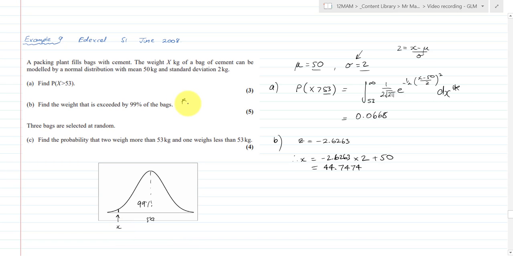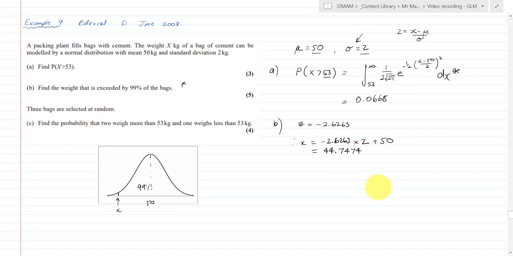And then question C, this now converts into a binomial probability question. So this is where it gets a bit interesting and a bit trickier. 3 bags are selected at random. Find the probability that 2 weigh more than 53 and 1 weighs less than 53. So let's say P, our probability of success, is equal to the probability that X is greater than 53. So we'll say greater than 53 is success, and of course this is equal to 0.0668. That's come from there. We've already done that, greater than 53.